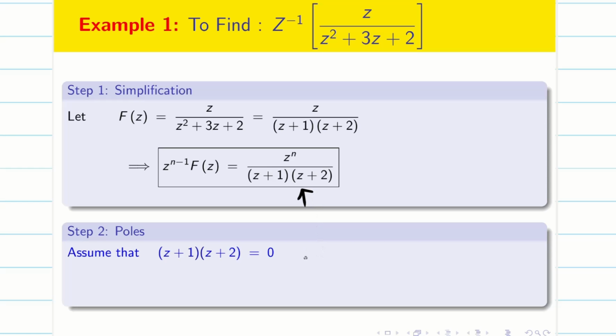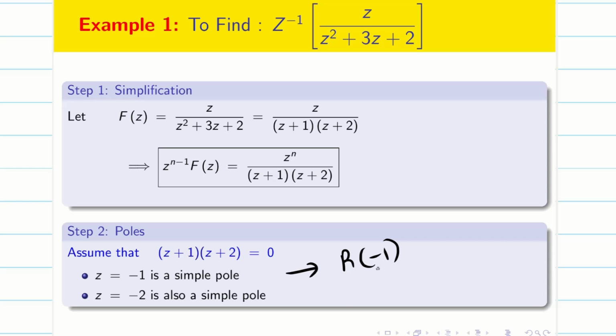Now, step 2, we are going to find the poles. Equate the denominator to 0, then I can find 2 roots, that is z equal to minus 1 and z equal to minus 2. See here, z plus 1 whole power 1, and similarly z plus 2 whole power 1. So z equal to minus 1 as well as z equal to minus 2 are both simple poles. We have to mention the poles in step 2. In step 3, I am going to find the residue at minus 1 as well as the residue at minus 2. In step 4, the sum of the residues will give the answer for this problem.